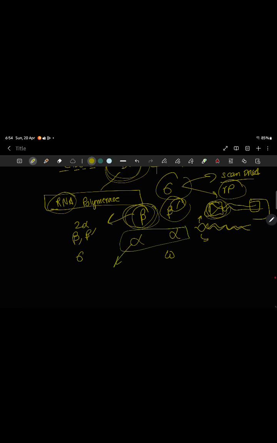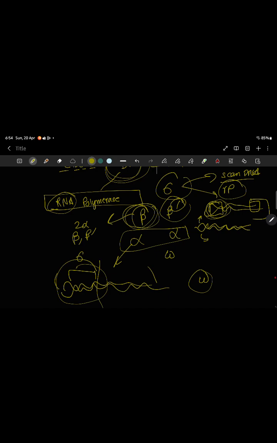And then we have alpha, 2 alpha. The function of alpha is to direct which DNA is to be transcribed. Like this is the DNA, so which part of the DNA has to be transcribed? It detects that part of the DNA which has to be transcribed. Suppose this part of the DNA has to be transcribed, this work is done by alpha. And we also have omega, but we don't know the function of omega, that's unknown.